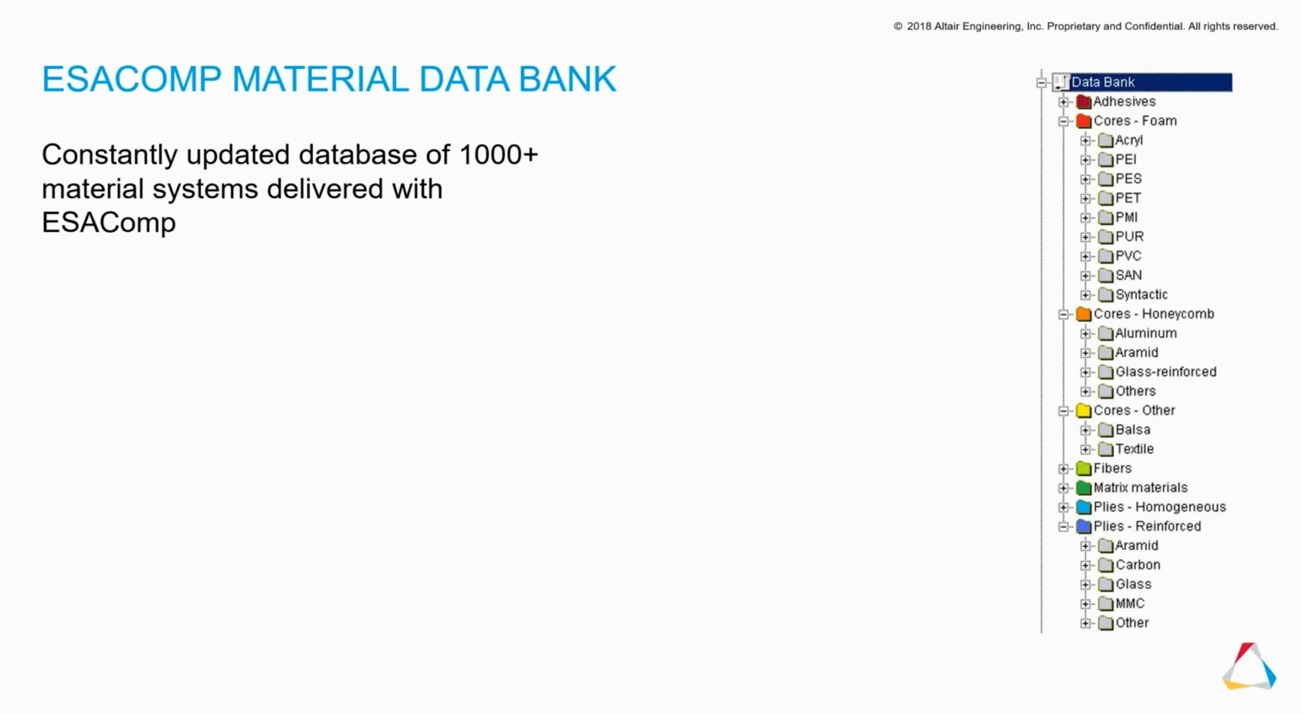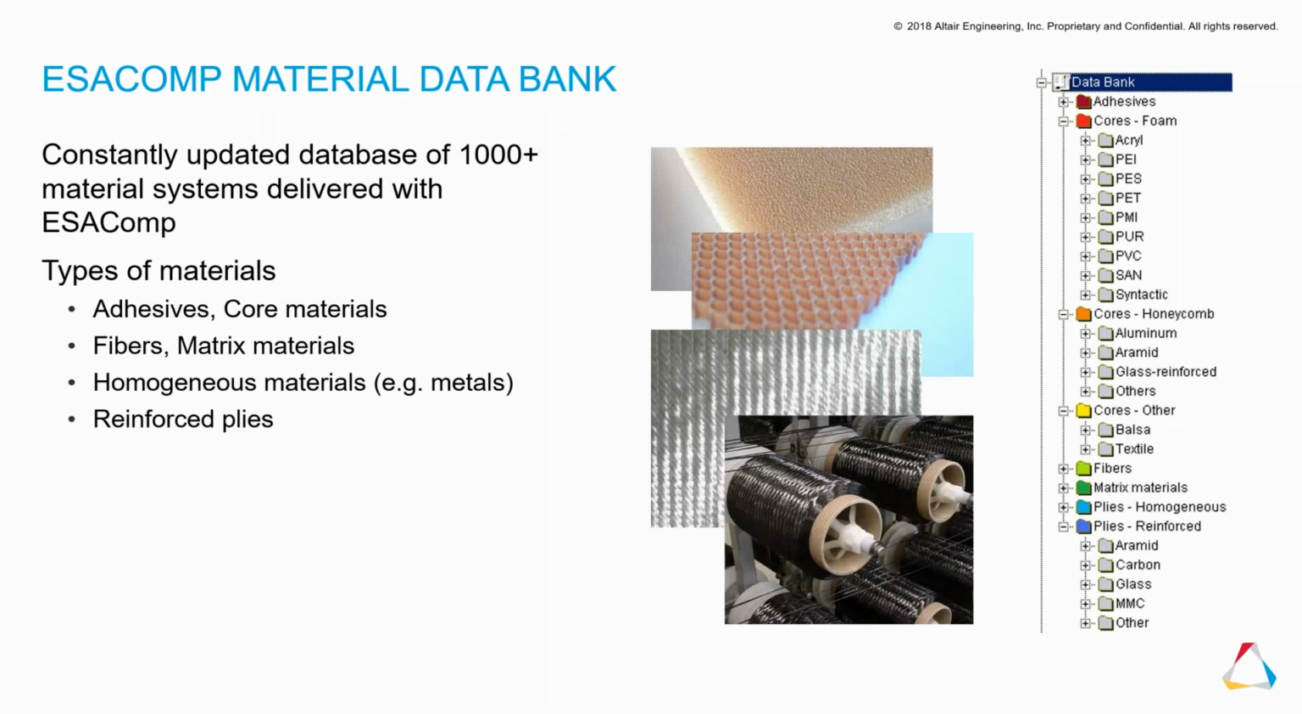ESACOMP also comes with the material data bank, which has more than 1,000 material systems that come with the ESACOMP installation. This data is coming mostly from the material suppliers, so not necessarily something that wouldn't be publicly available from data sheets of the material suppliers, but it's just very practical to have it all readily available as a starting point for design.